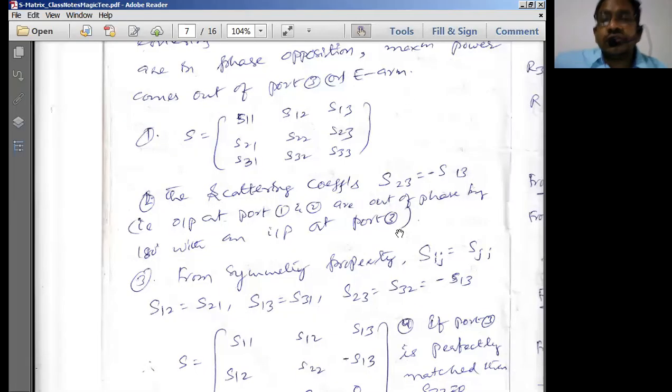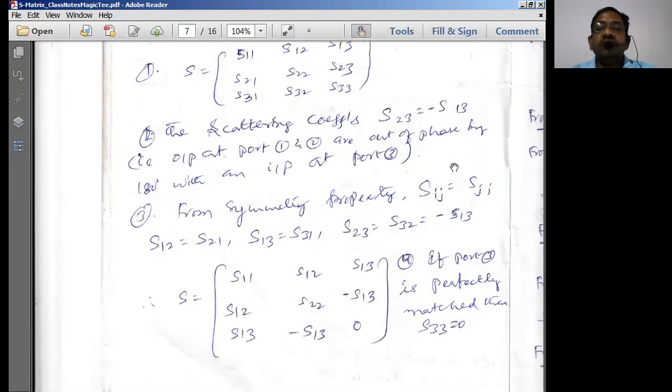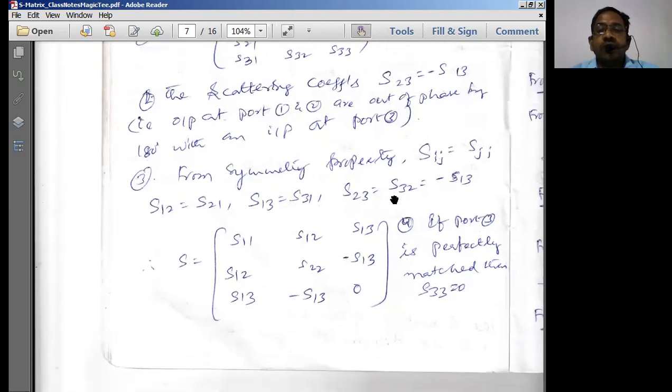Therefore, I can write S23 is equal to minus S13 because of the property of the E-plane T. That is, the outputs at port 1 and 2 are out of phase by 180 degrees with an input at port 3. Because of that reason, we have simply written this as the first property of the E-plane T. Then from the symmetry property, Sij is equal to Sji we can have. Then simply we write as usual, as in the H-plane T, in a similar manner. And the components are going to be the same except this is going to be minus S13. Okay, that is the only change here. Earlier we had plus S13. Here now we will be having a minus S13.